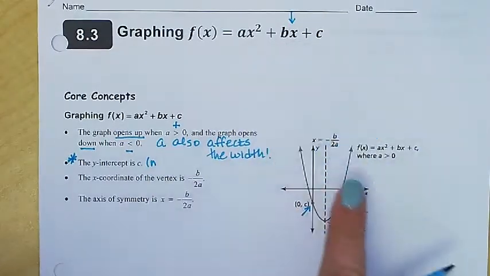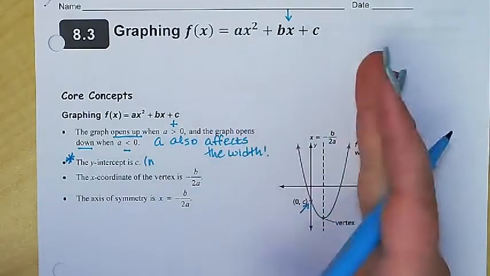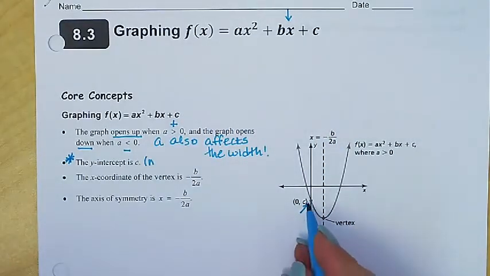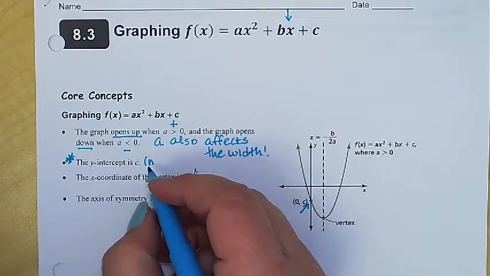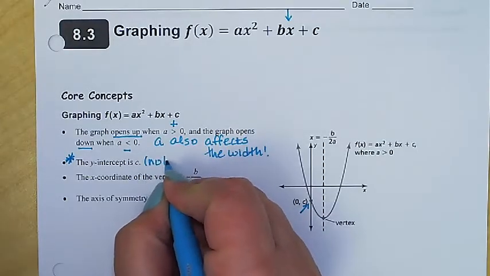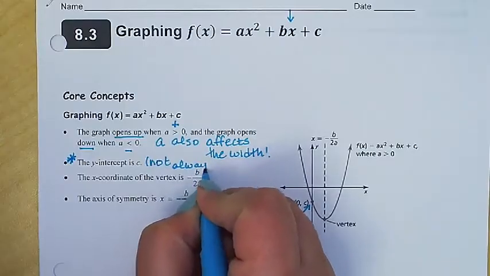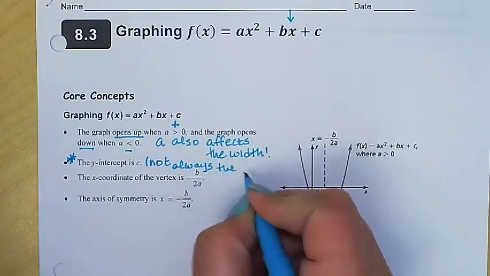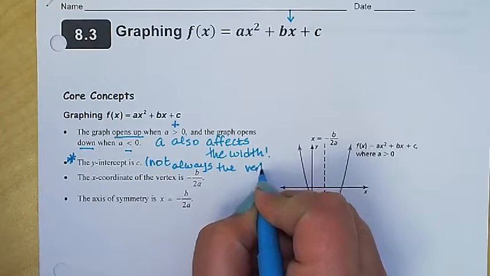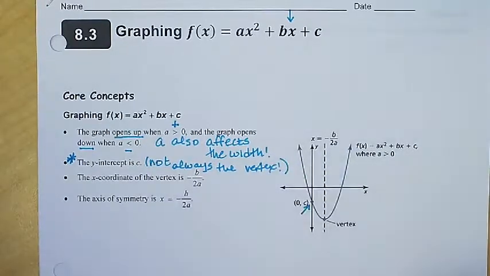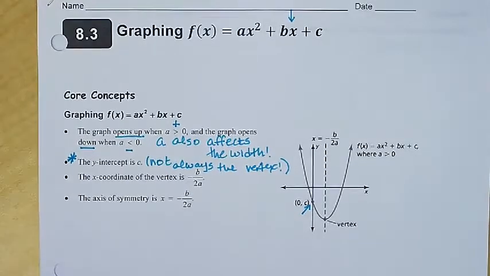When we start including this bx, our parabola is going to shift from side to side. The vertex will be in a different location than the y-intercept. So c is not, at this point, always the vertex. Make sure that if I write it down, you write it down. Make sure you have that in your notes.